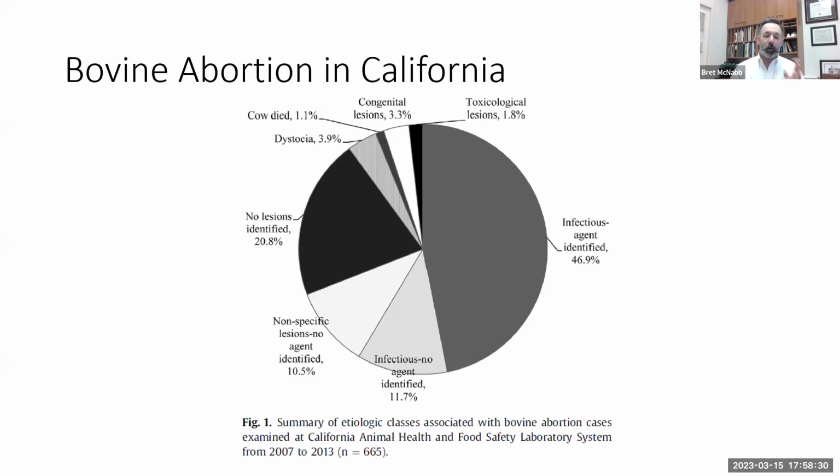And so I want to show this because it's important to remember that we're not always going to get an answer for the cause of abortion. And on the surface, that can be very frustrating, especially if we are having a problem and we've submitted a calf and placenta to the lab.